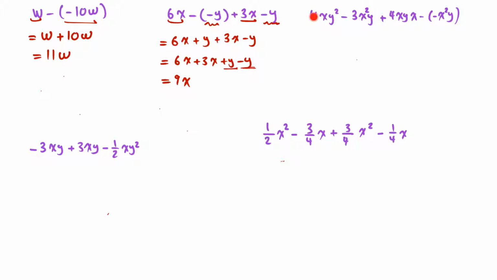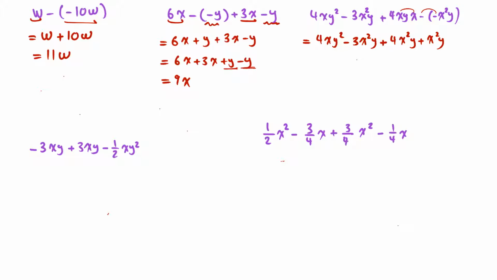I cannot simplify anything here, nothing here, but here I have 4 times x times y times x, and I can simplify x times x and make that into x squared. So here I get equals 4xy squared minus 3x squared y, because I can't really simplify those yet. And then I get plus 4x squared y, because that's multiplication of x and x. And then negative times a negative is positive x squared y.